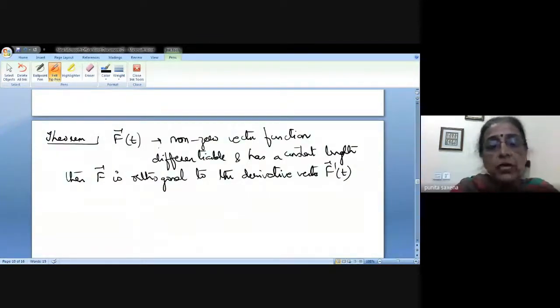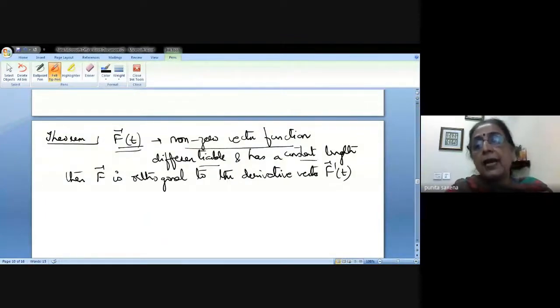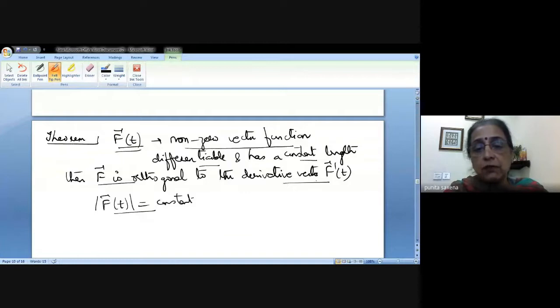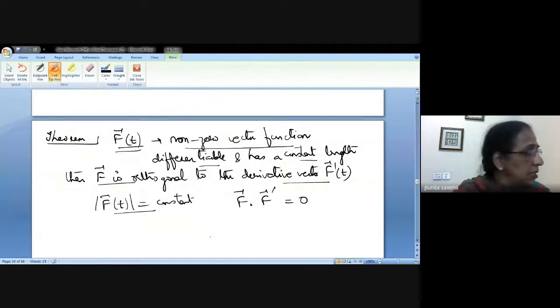The only condition is that my function should be a non-zero vector function, that means the function does not vanish on its own. It's differentiable and has a constant length, so the magnitude of this vector is constant. Then we have to prove that f is orthogonal to its derivative. When will it be orthogonal? When the dot product of the function and its derivative is zero. Only then we call it orthogonal.